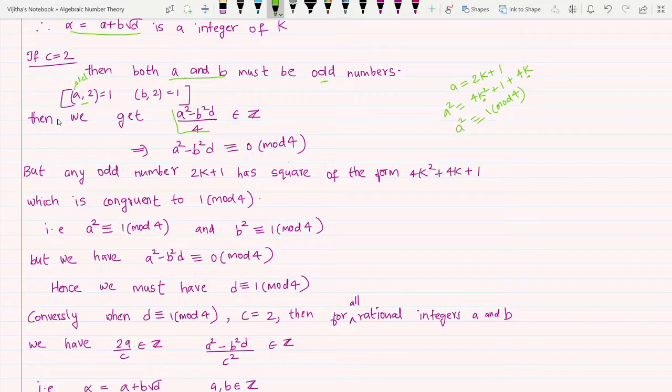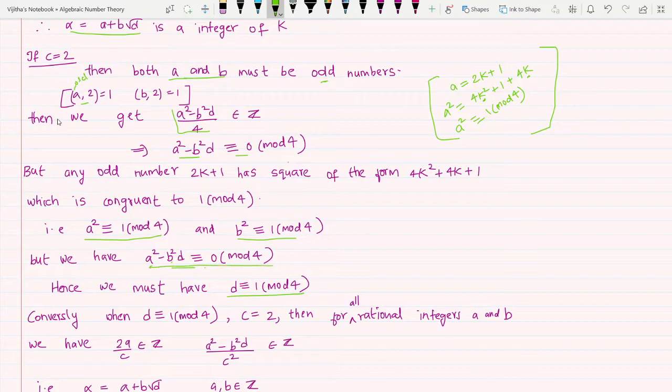Okay, so if a is an odd number, we already got that a and b must be odd numbers. So then we get that a square must be congruent to 1 mod 4, and similarly b square should be congruent to 1 mod 4. But from here we have a square minus b square d is congruent to 0 mod 4. Now you see here a square is congruent to 1 mod 4 and b square is congruent to 1 mod 4, and a square minus b square d should be congruent to 0 mod 4. That is, this should be a multiple of 4. Now this will be possible only if d is congruent to 1 mod 4. Okay, I think this is clear from here.